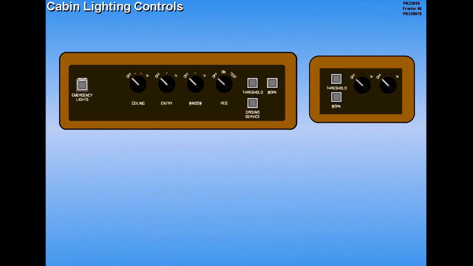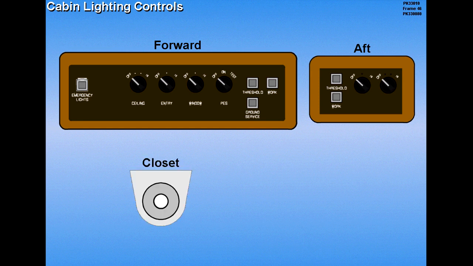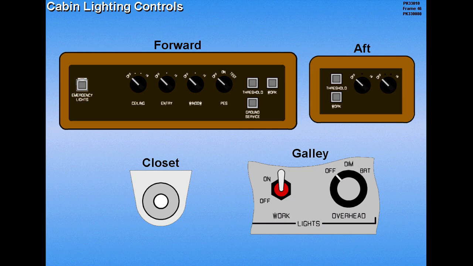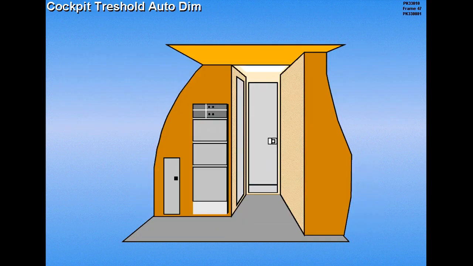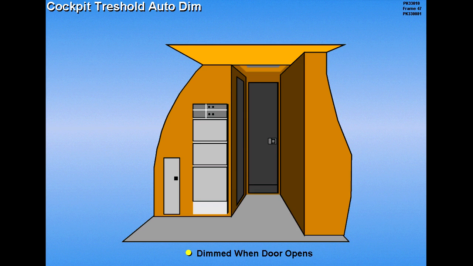Controls for the primary cabin lighting are located at the forward and aft attendant panels. Switches for secondary lighting, such as closet and galley, are located adjacent to those particular areas. The lights in the ceiling just outside the cockpit are automatically dimmed when the flight deck door is opened, preventing bright cabin lights from entering the cockpit at night.